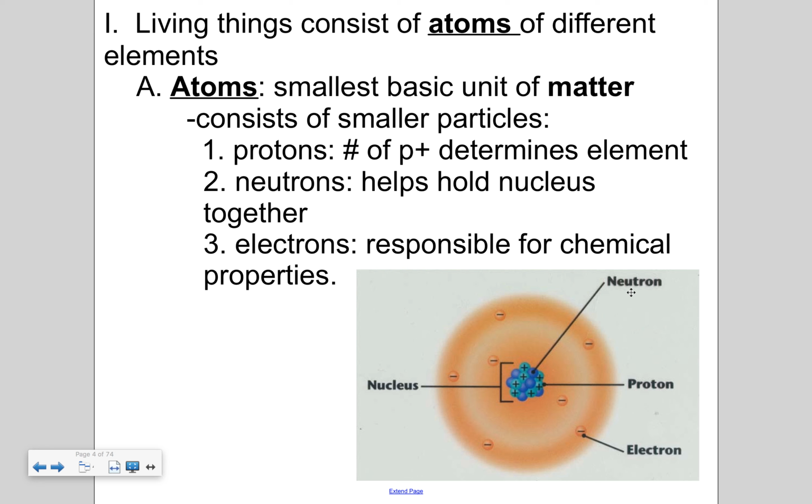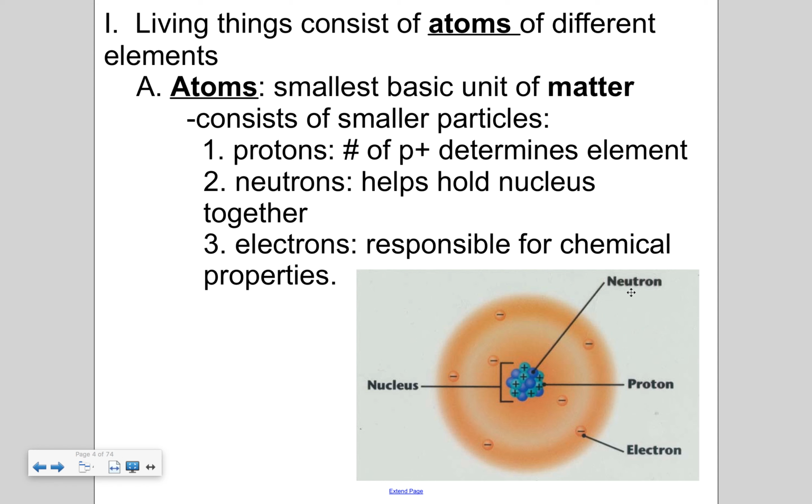But the number of protons also determines the element that it is. All carbon atoms have 6 protons. The number of protons you find in an atom will tell you what element it is. Like oxygen, all oxygen atoms have 8. Neon, all neon atoms have 10. Hydrogen is 1 proton in the nucleus. Boom, you have hydrogen, sorry, I said helium before. So the number of protons in an atom determines the element that it is.